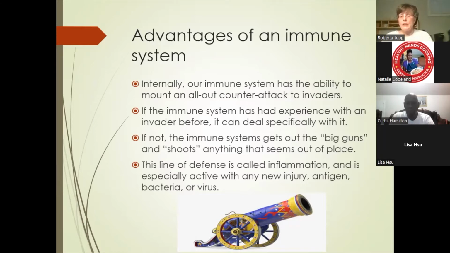And it especially is active with any kind of injury, any antigen, which is something that triggers an immune response, an unknown bacteria or virus. So there's a lot of collateral damage that happens when there's something that the body has not seen before, and it tries to strengthen the body against infection.